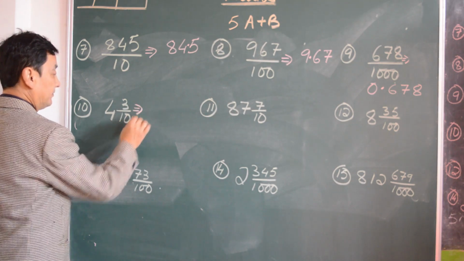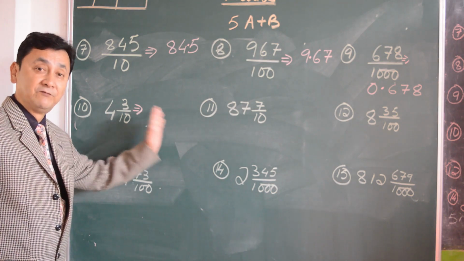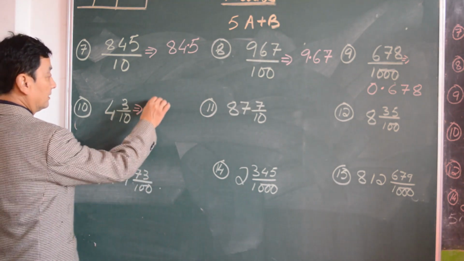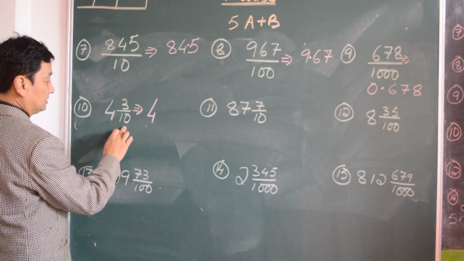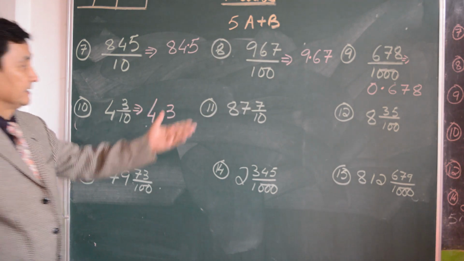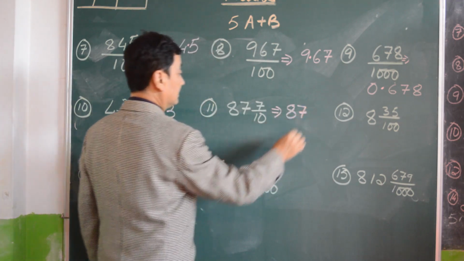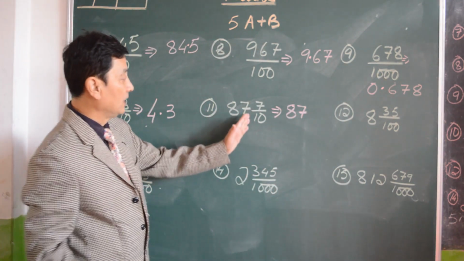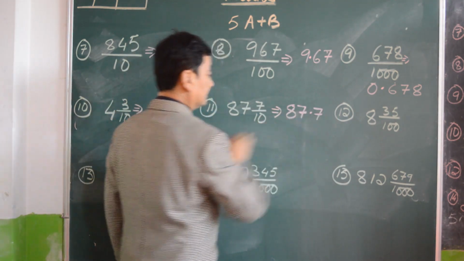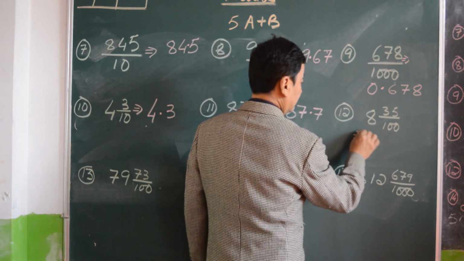Remember that the whole numbers come before the decimal point. So 4, as you see this, 0.3. Okay? Next, have a look. 87 is the whole number. So after the whole number, put a decimal point. 7 tenths. Simple.